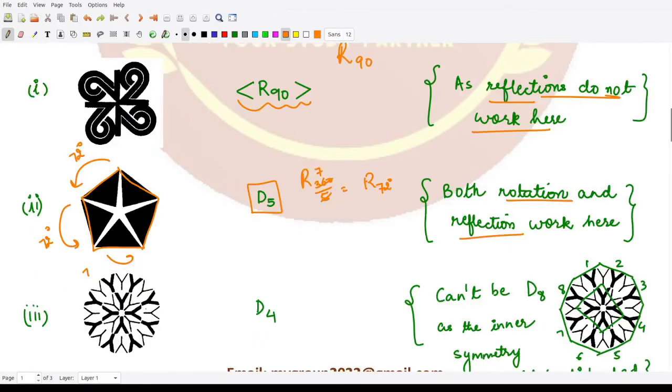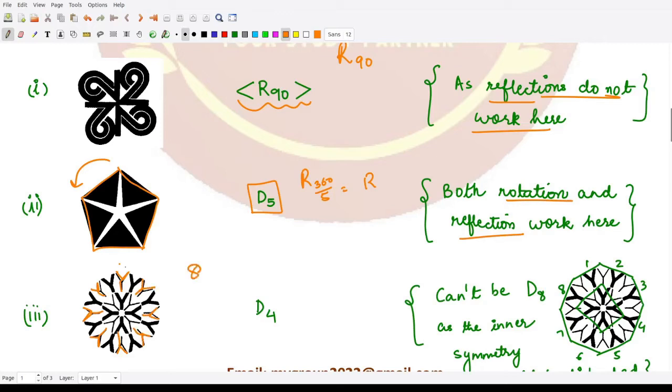The next design here is D4. It can also be D8. Why? Let's examine that case. Here I would say this y here is same as this y here, which is same as this y here, which is same as this y, this y, this y and this y. And how many such y's are there?